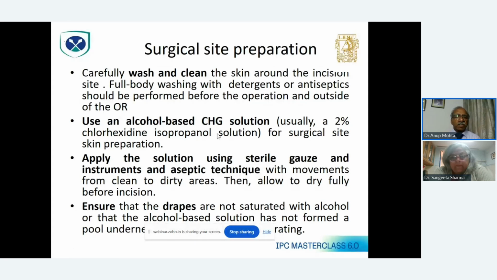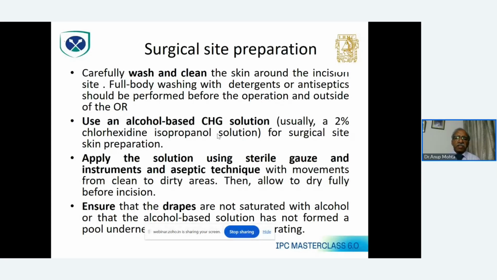Now, what is recommended is, we all know as surgeons that we have to apply the solution using sterile gauze and instruments, about which our previous talk was there about the instruments and aseptic techniques. Our movements have to be from the center of the field to the periphery, not vice versa, because by doing that, we invite more infection to come to the surgical site or incision site.